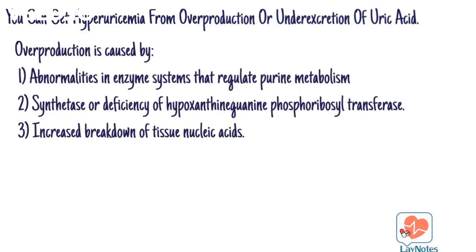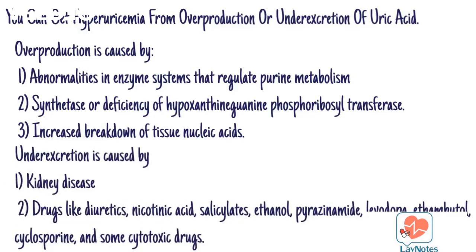Overproduction is caused by: 1. Abnormalities in enzyme systems that regulate purine metabolism, 2. Synthesis or deficiency of hypoxanthine guanine phosphoribosyl transferase, 3. Increased breakdown of tissue nucleic acids. And underexcretion of uric acid is caused by kidney disease or drugs like diuretics, nicotinic acid, salicylates, ethanol, pyrazinamide, levodopa, ethambutol, cyclosporine, and some cytotoxic drugs.